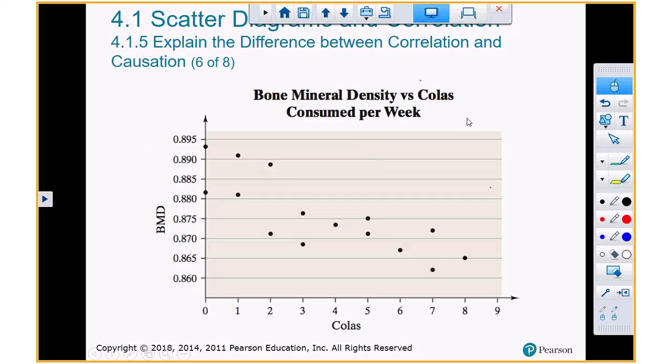What is that? Negative correlation. All you got to do is be able to spot it.